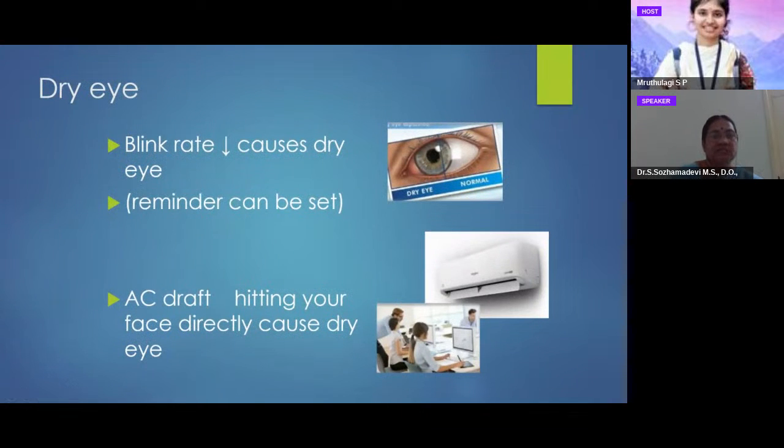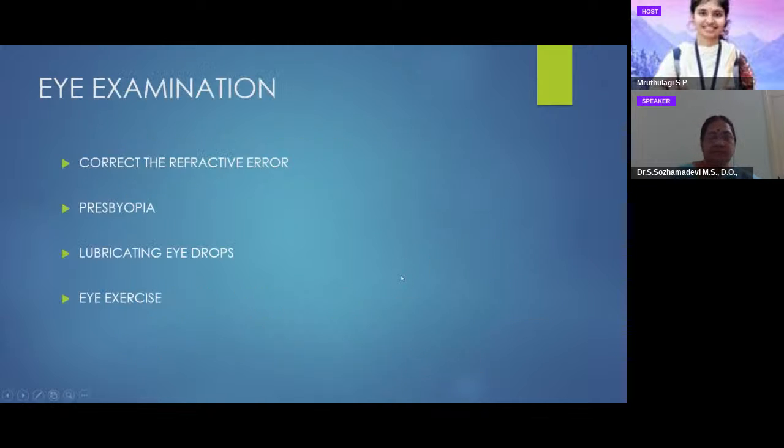So the dryness is due to a decrease in blink rate. To avoid this, they say we can set a reminder, but over a period of time, we will get used to it. We won't even know to blink. But what we want to look at, we just keep on looking. But this 20-20-20 rule will be more appropriate. If the AC draft is going to hit your face straight, then it will wash away the tears and it will result in dry eyes. So avoid this also. Next slide.